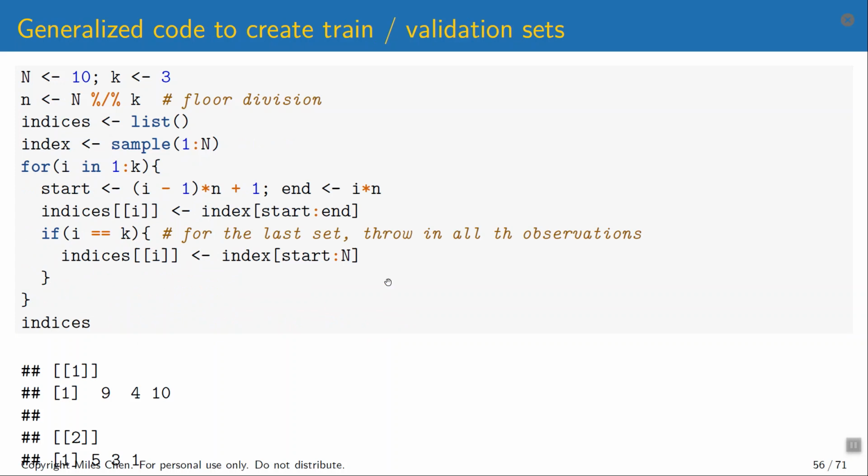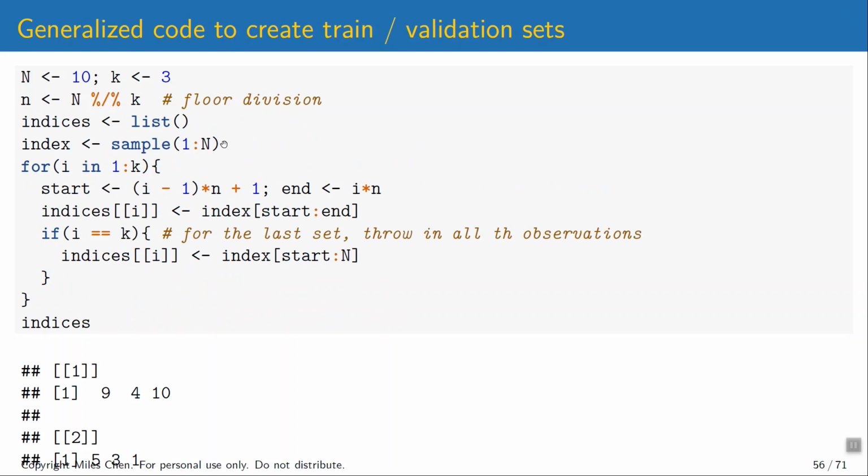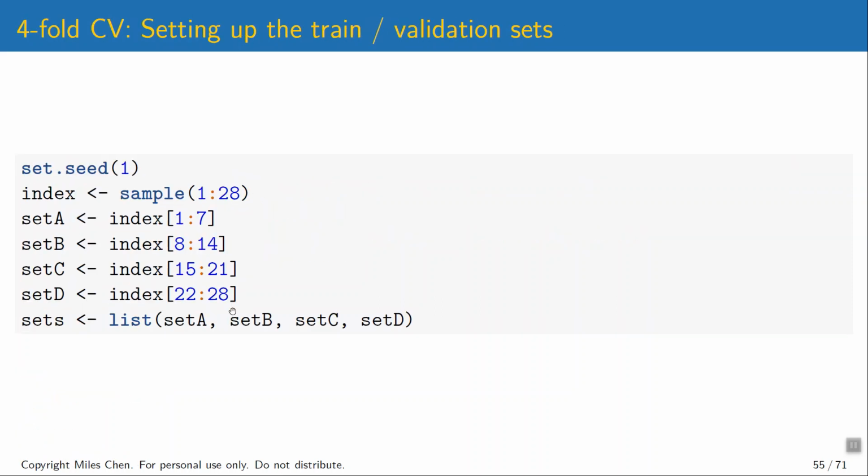Here's a little bit of code for a more generalized way to create these index sets. You don't have to worry about this, but you can use some floor division to figure out where the start and end points should be. But basically, I've taken all 28, shuffled them, and thrown 7 into A. So all 28 points are accounted for here, but they're all shuffled up.